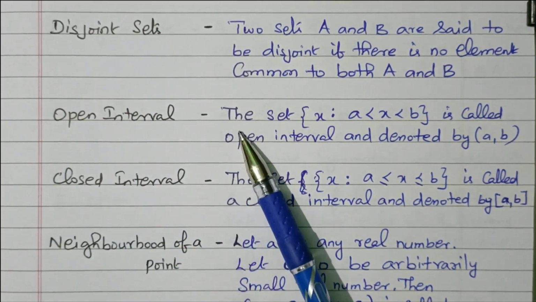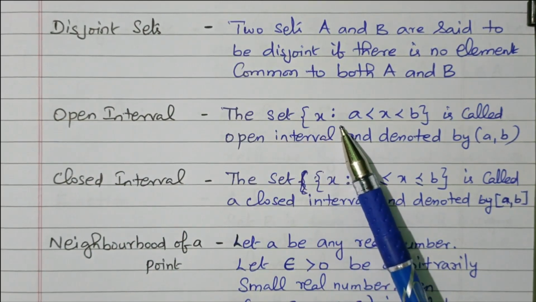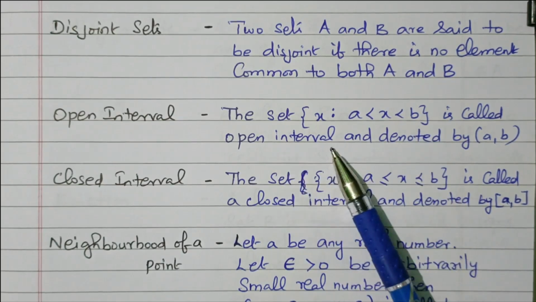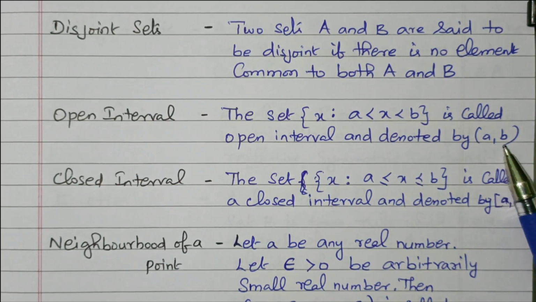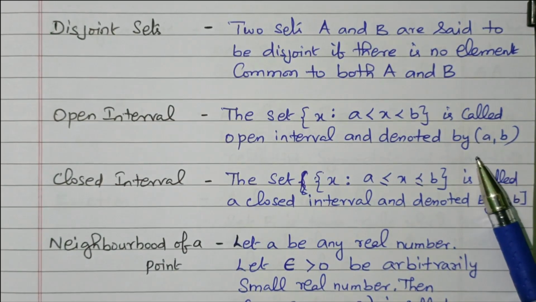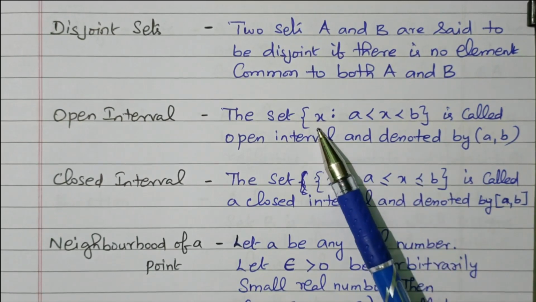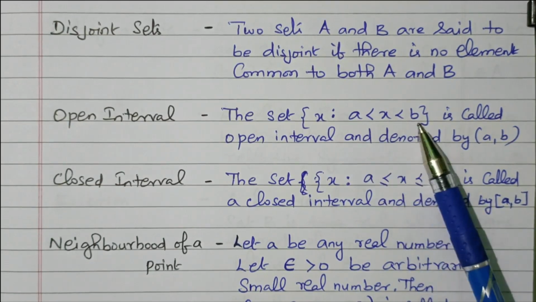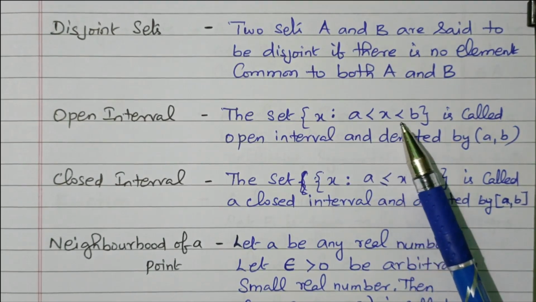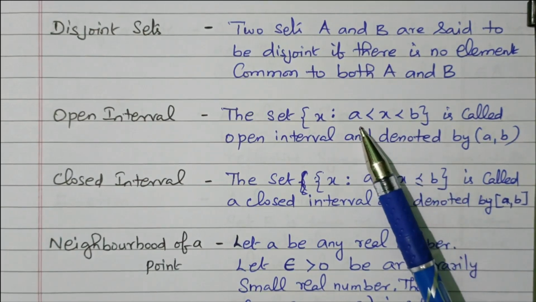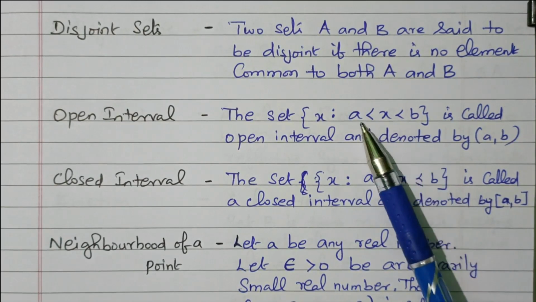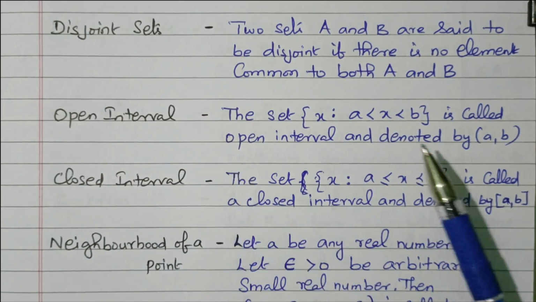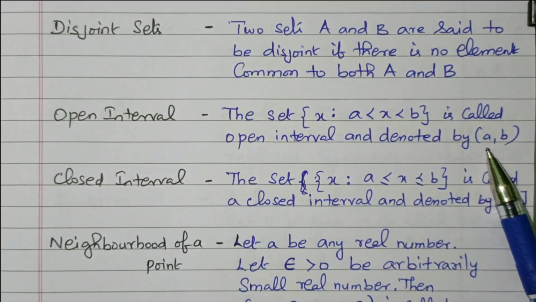Open interval. The set of x such that a < x < b is called an open interval and is denoted by (a, b), with normal opening and closing parentheses. What is the meaning? It is the set of x that lies between a and b, but a and b are not included, because a < x < b. So a is not included, and b is also not included. In between a and b is the set, so it is called an open interval, denoted by (a, b).